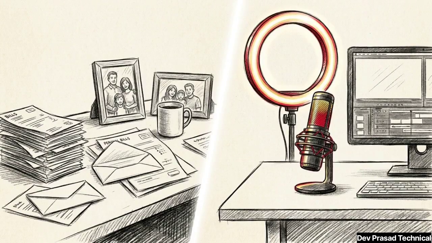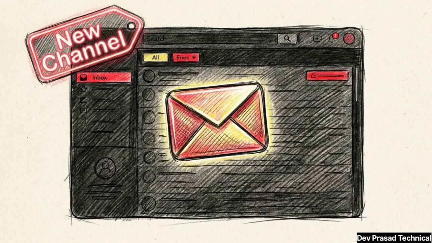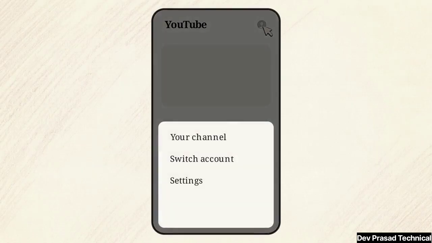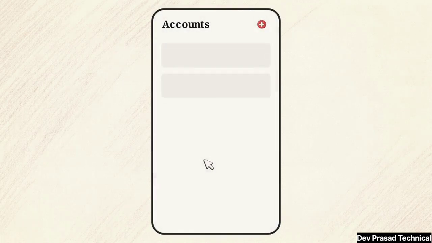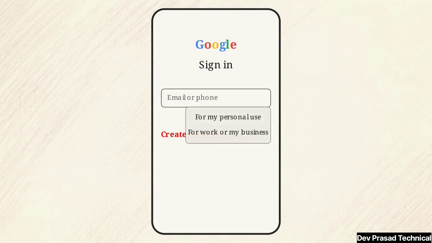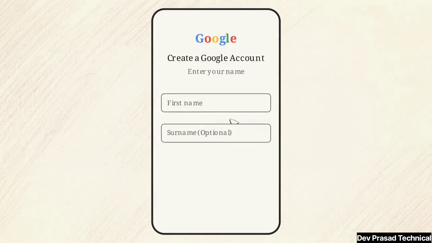The first step is separating your creator identity from your personal data. This requires creating a new email address specifically for this channel. Open the YouTube app and tap your profile icon in the corner. Select Switch Account, then tap the plus icon to add a new set of credentials. On the Google sign-in screen, choose Create Account and select For My Personal Use.